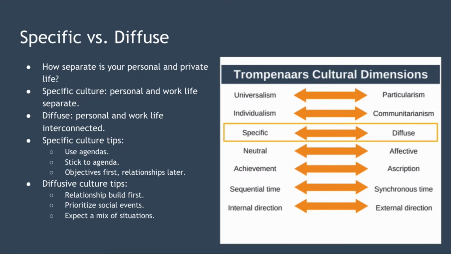Now, alternatively, we have diffusive culture, and here people tend to see their work life and personal life as interconnected. And these cultures believe that objectives can be better achieved when relationships are strong. So as such, in these cultures, work colleagues socialize with each other outside of work more. These cultures are courteous and respect age, status, and background more. So examples include China, India, Argentina, and Spain.